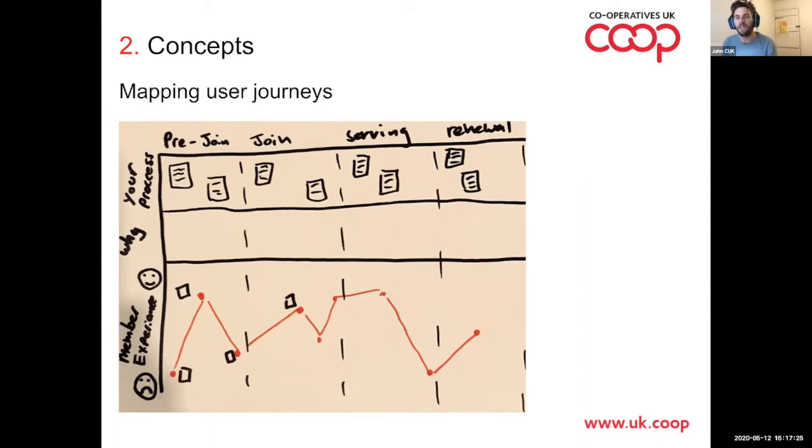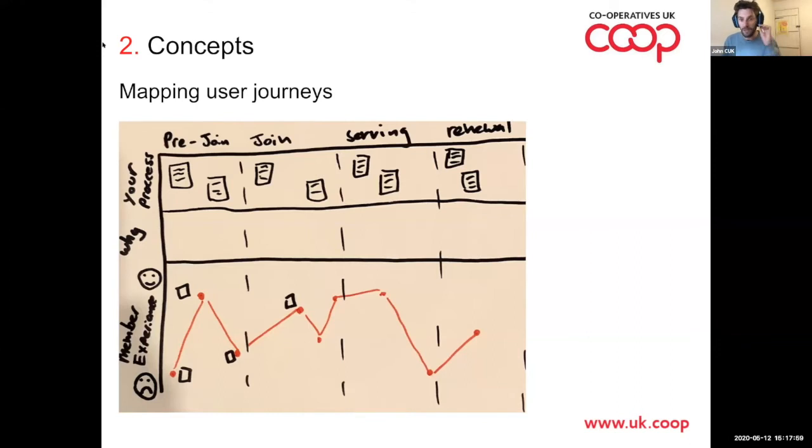So I'll quickly go through it. Essentially what you do is you get the people closest to the members in a room, and even better, some actual members as well, but that's not always the case. And you map out a journey. So it could be anything. It could be engaging in an event. It could be joining, whatever you want to do, but try and have a distinct journey with a start and an end point. So at Co-ops UK, a classic example for us is a member joining. Throughout the year, we serve them, and at the end of the year, they renew. And so that would be the journey we'd take a member on.